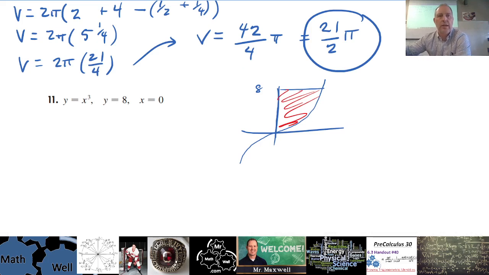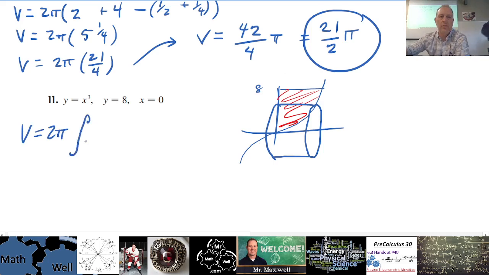There's the region. The shell that we're going to be rotating around is going to be sideways, so I'll draw one just in the middle, and it's going to go from there to there. That's your typical shell. So it is sideways, so V is 2 pi integral. It's going to be dy.